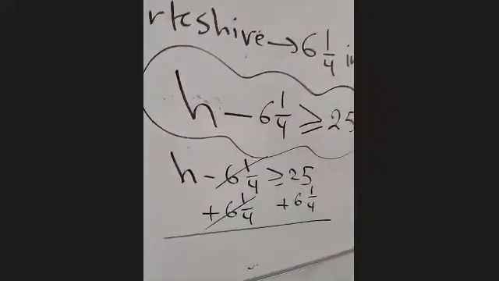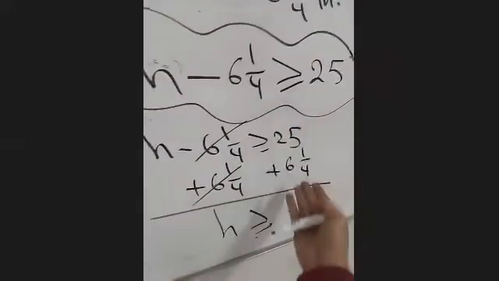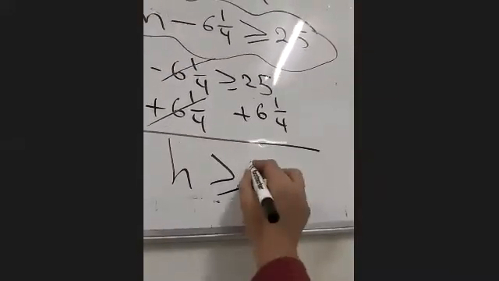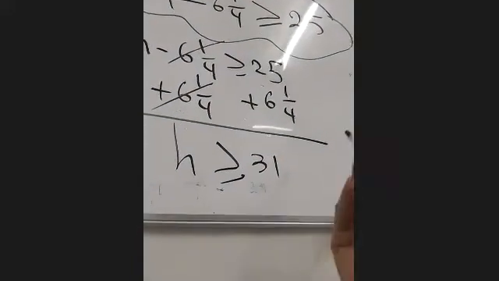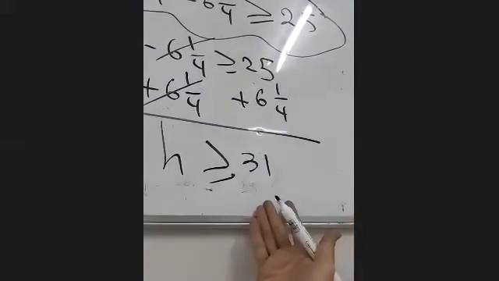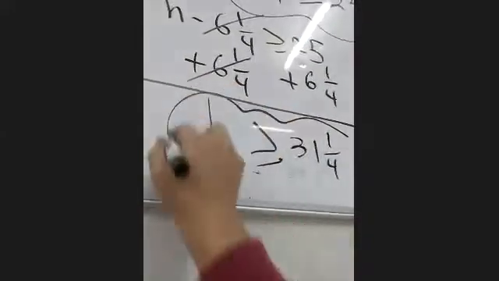It will cancel the minus, leaving H. So H is more than or equal to, not equal, add these two numbers. What will they be? 25 plus 6 and 1 over 4, what will it be? 31 and 1 over 4.